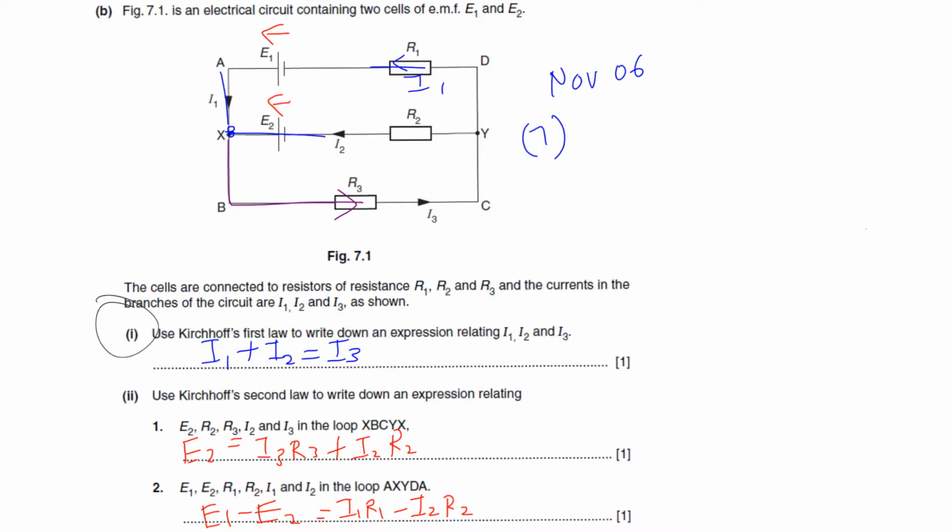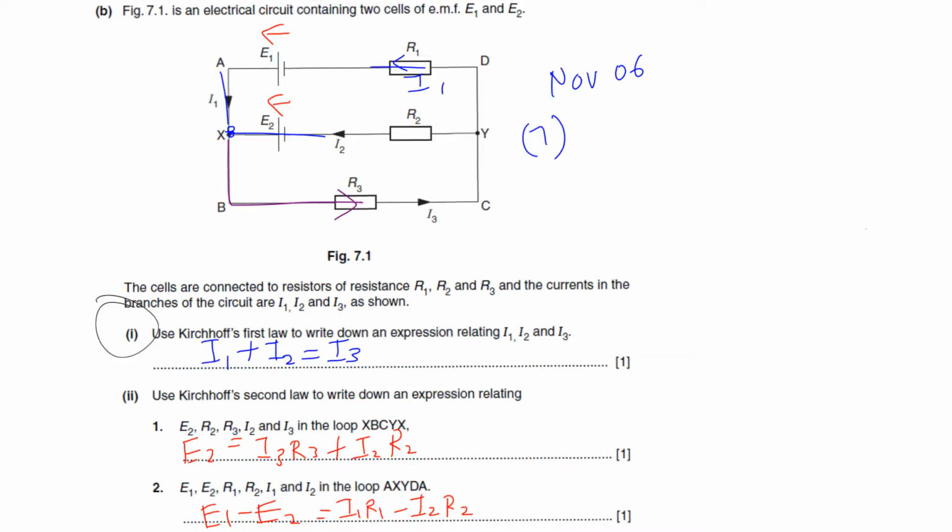The travel is also in the same direction. So is it positive or negative PD, Brendan? Positive or negative PD? You read. So Brendan, positive or negative? Positive, very good. So what is the formula for PD? IR. So what is the I? What's the resistance? So it's I2 R2.